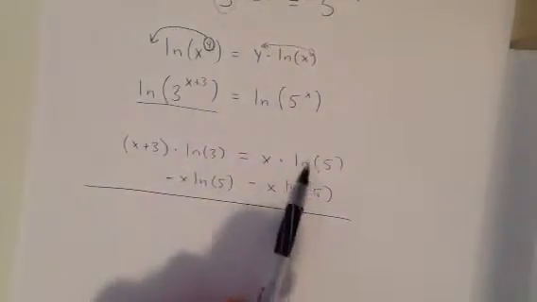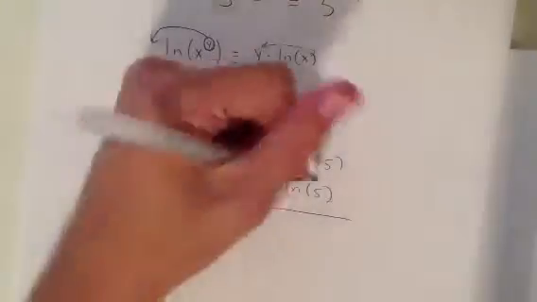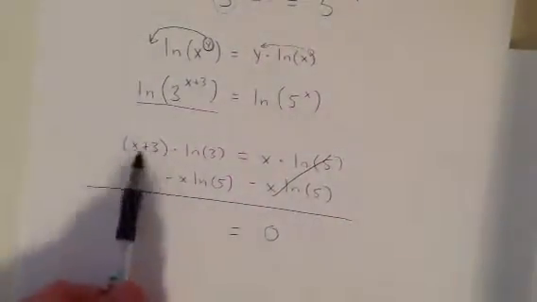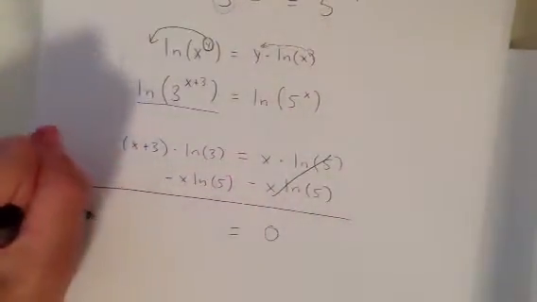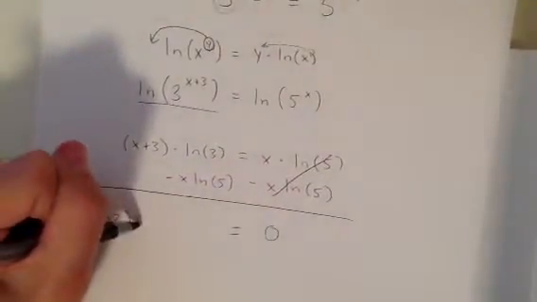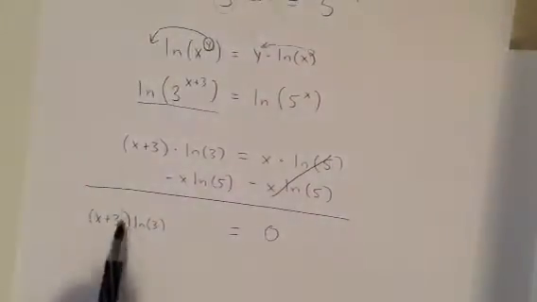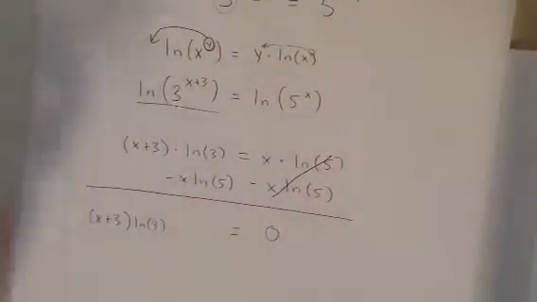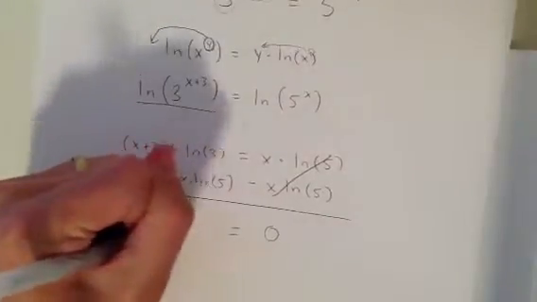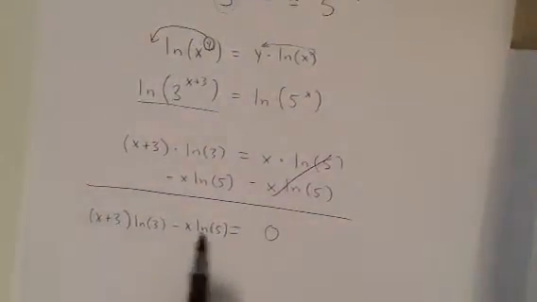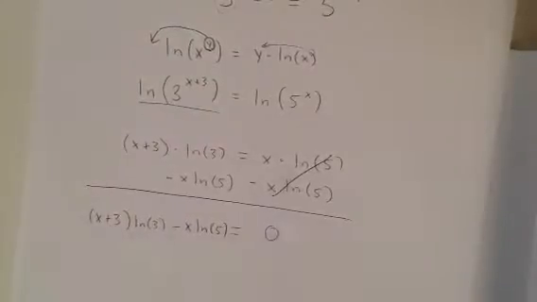And this will actually cancel out. x natural log 5 minus x natural log 5 cancels out, so we have 0 on this side. Now over here, we have x plus 3 times the natural log of 3, and that's just rewriting this right here. But now we're subtracting x ln 5. So we have all of this over here, and we have the 0.